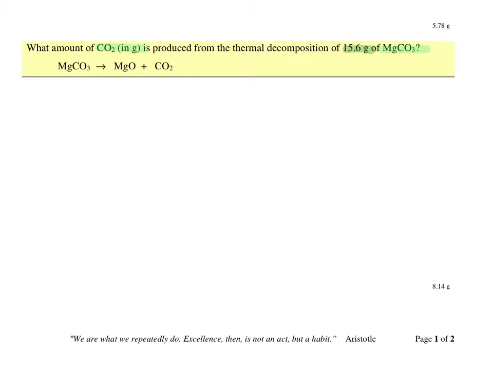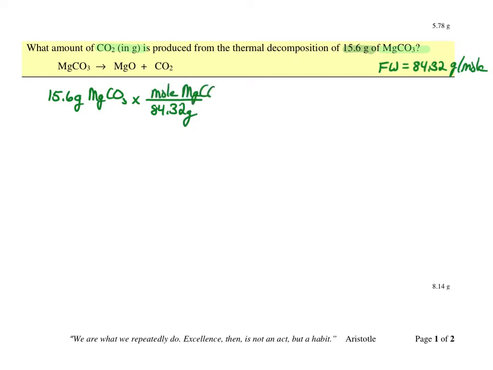Now magnesium carbonate has a formula weight equal to 84.32 grams per mole, and you can confirm that for yourself. We start with our measured number and its unit. And we need to convert that to moles so that we can compare it to another chemical. So we use our formula weight as a conversion factor. And this allows us to convert from grams to moles.